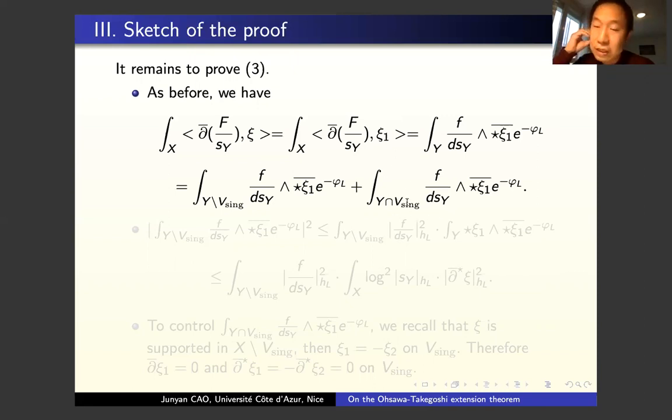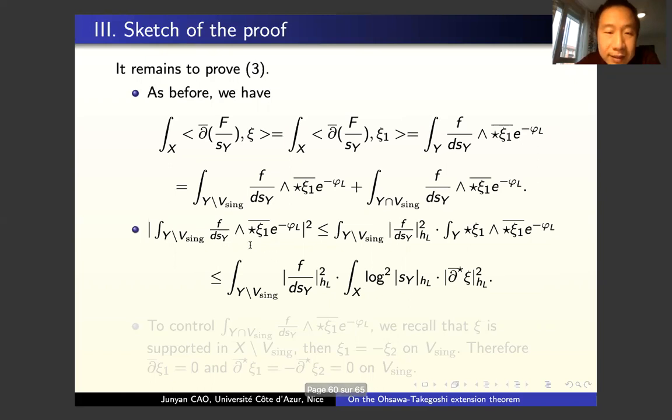Here V is a small neighborhood of the singular locus of Y. For the first term, it is on the locus where Y is smooth. So we can estimate it as in the case where Y is smooth. That means by the Cauchy inequality it is controlled by this term, and by using the lemma of Sue-Bedson, its L2 norm is controlled by the L2 norm of this one. So the estimation on this part is the same as before. Now the difficulty is to control the L2 norm of this integral near the singular locus of Y.